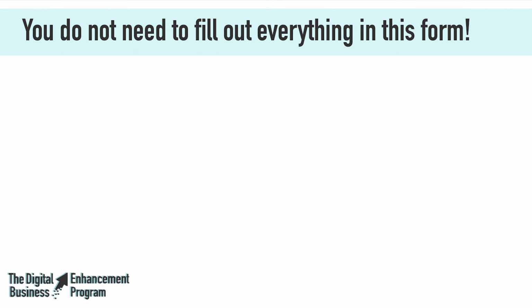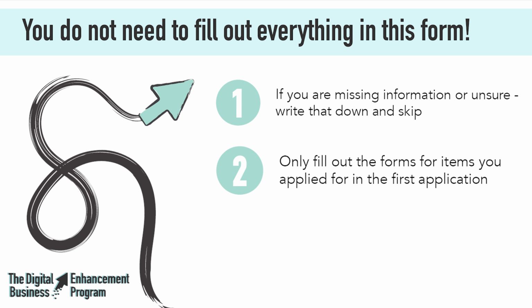in your first application. So if you remember the first application, you checked off a wants list, basically, a wish list of what services we can do for you. So you only need to fill out the forms for the items that you actually checked off.